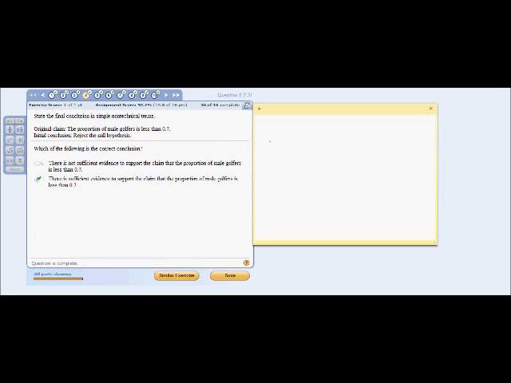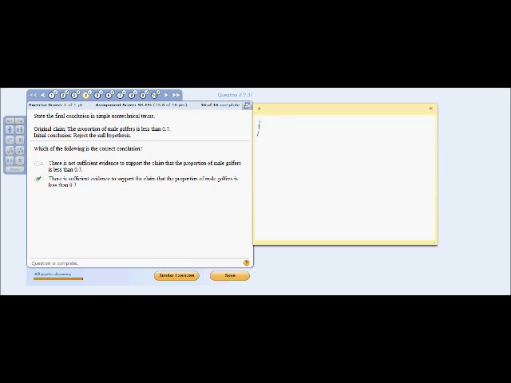Number 4. State the final conclusion in simple, non-technical terms, which in statistics is a very oxymoronic statement. Our original claim is that the proportion of male golfers is less than 0.7, and our initial conclusion is to reject the null hypothesis. Now when you reject the null hypothesis, you're rejecting it because there's evidence to support the alternative. And when you fail to reject it, there's not sufficient evidence to support the alternative.